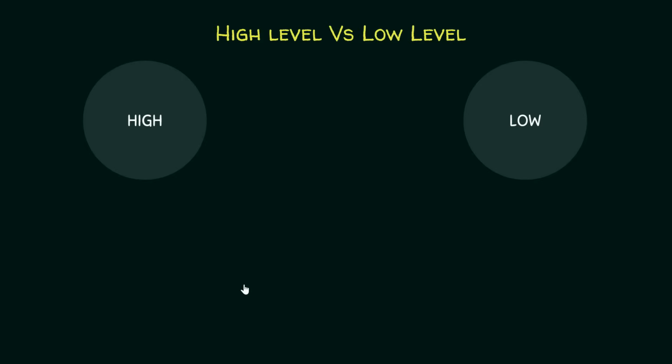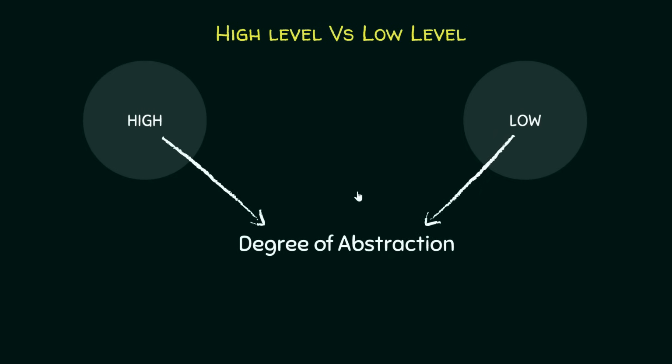There is a distinction between high-level language and low-level language. Here, high or low simply points to the degree of abstraction. Abstraction means hiding system-level details. Therefore, a high degree of abstraction means less effort for the user, or you can say more user-friendliness, as we won't have to worry about what is happening inside.